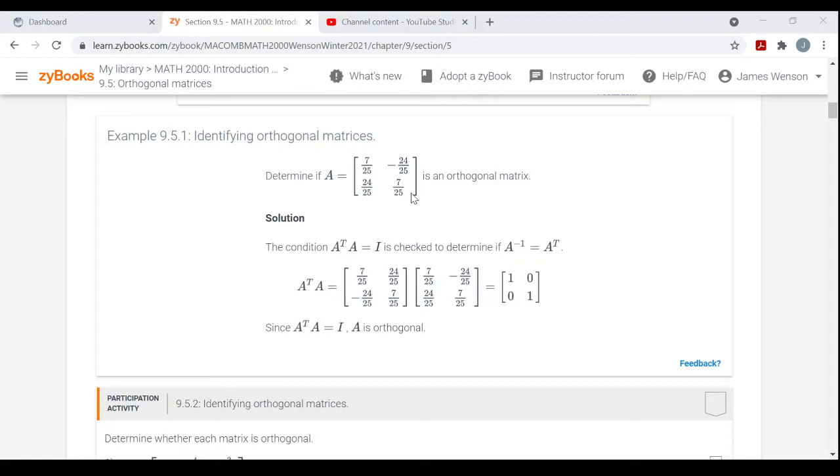Same thing would go for the row vectors, with the 7/25, -24/25 row, and the second row with 24/25 and 7/25 components. These two vectors also form an orthonormal set that is a basis for R2. And that is going to happen in any orthogonal matrix. The rows will form an orthonormal basis for R2. The columns will form an orthonormal basis for R2. And for a 3x3 matrix, it would be for R3, for a 4x4 matrix for R4, etc.